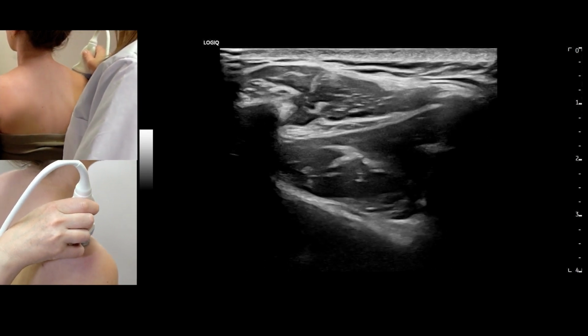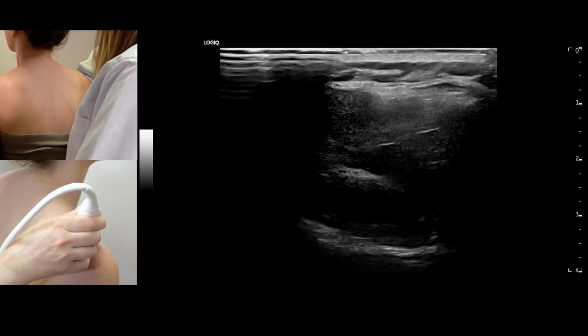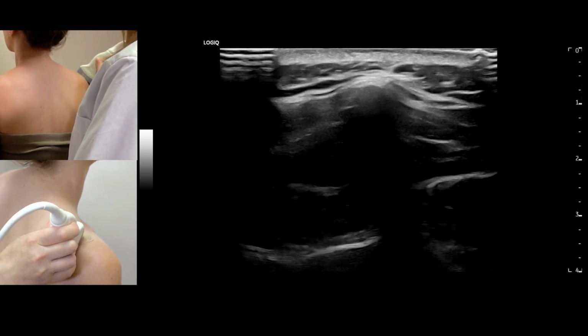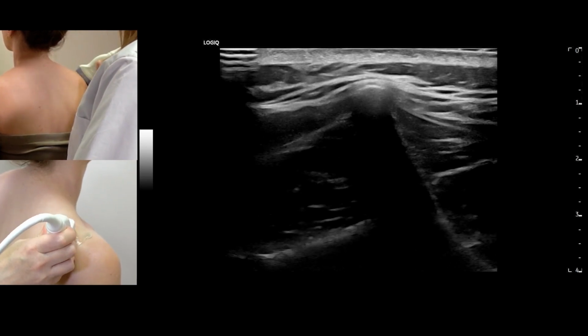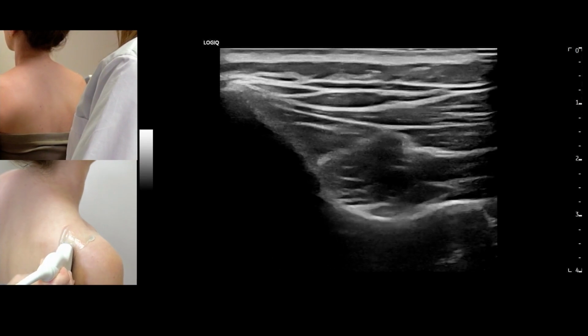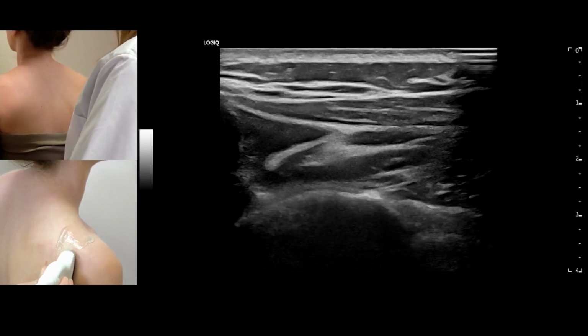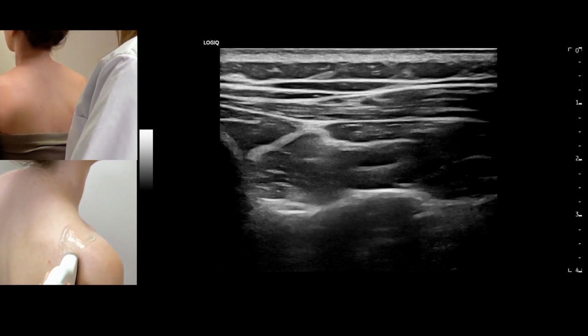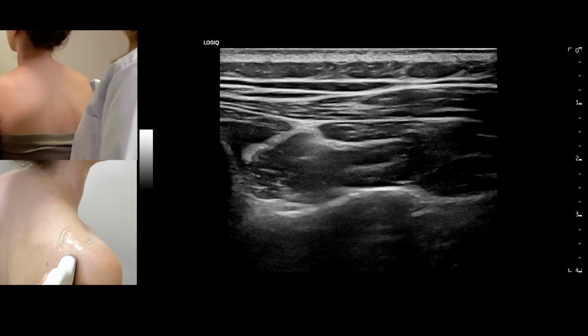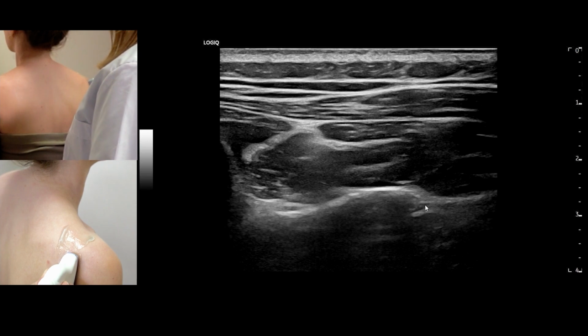After we scan the supraspinatus muscle, we move downwards. Again, the spine of the scapula is our landmark, and we're going to move more distally to study the infraspinatus and teres minor muscles. Here we can see the infraspinatus muscle and the teres minor lying below the deltoid muscle. Again, we have to compare the echogenicity of the three muscles and appreciate the muscle volume.